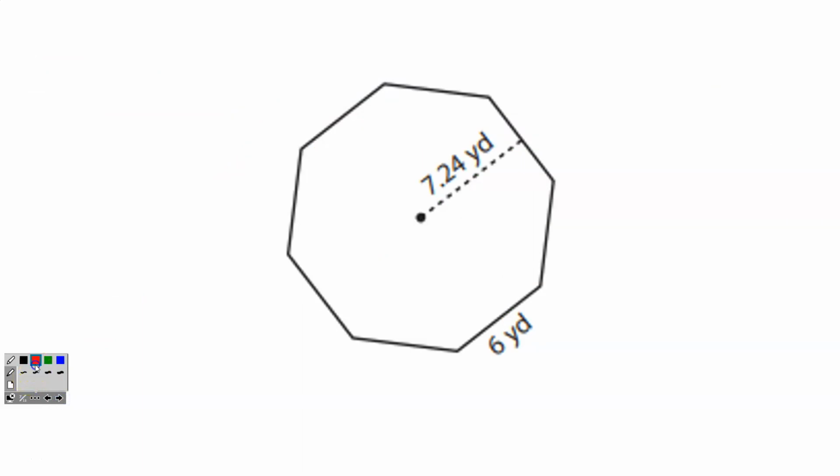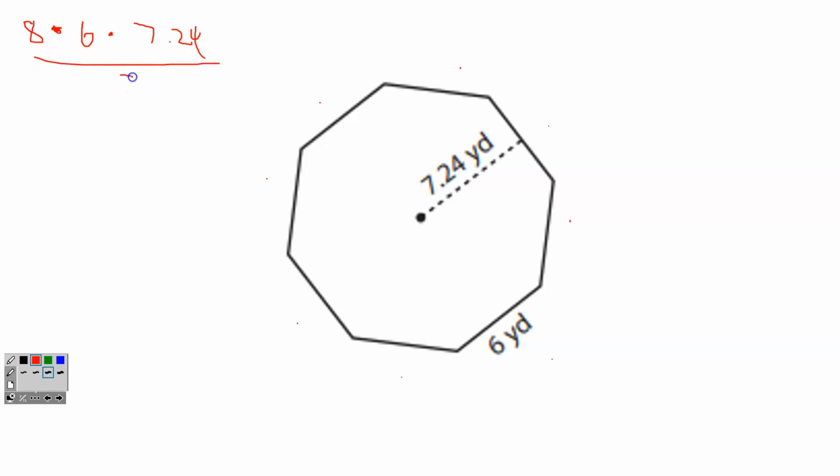So we've got a shape that looks like this. I'm going to go ahead and do it the new way. If you choose to do it the other way, just make sure that your answer matches mine. So I'm going to go ahead and do the number of sides: 1, 2, 3, 4, 5, 6, 7, 8. So this is 8 sides times the length of one side, which is 6, times the apothem, which is 7.24.